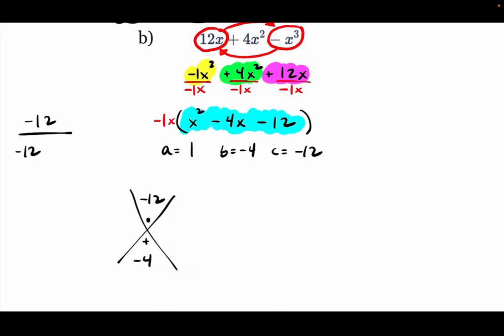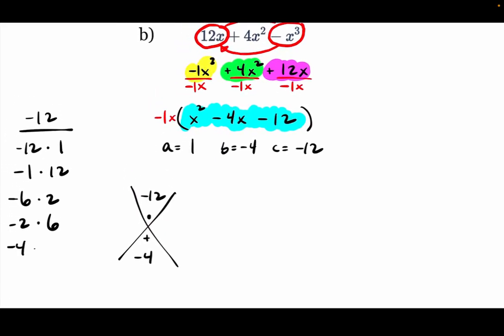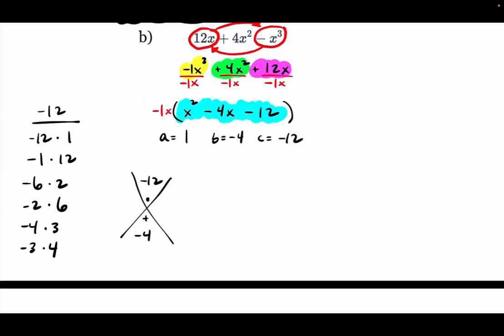Negative 12 is negative 12 times 1, or negative 1 times 12, right? And then there's 6 and 2. Negative 6 times 2, negative 2 times 6. And then the last one is negative 4 and 3, and negative 3 and 4. Those are all the ways to make negative 12. But I need the one that also adds up to be negative 4. That's going to be that guy. So I'm going to have a negative 6 and a positive 2.